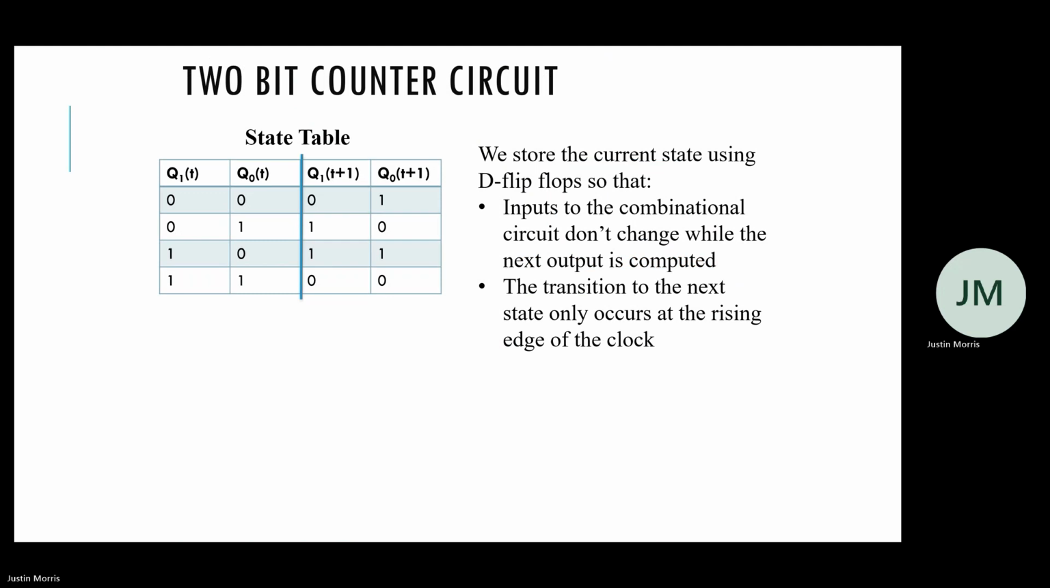All right. So we store the current state using the D flip-flops so that the inputs to the combinational circuit don't change while the output is computed, right? We talked about why we use flip-flops. And then the transition to the next state only occurs at the rising edge of the clock.